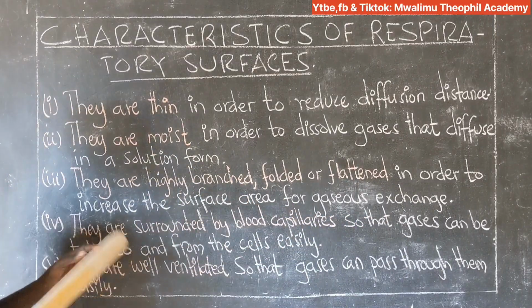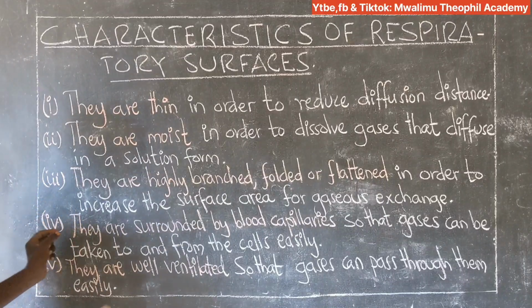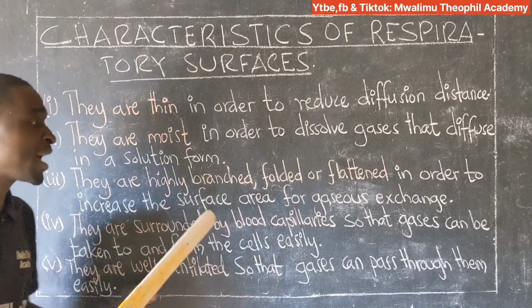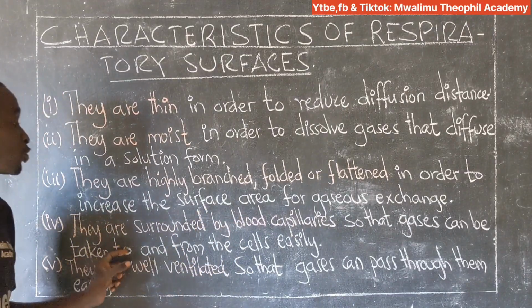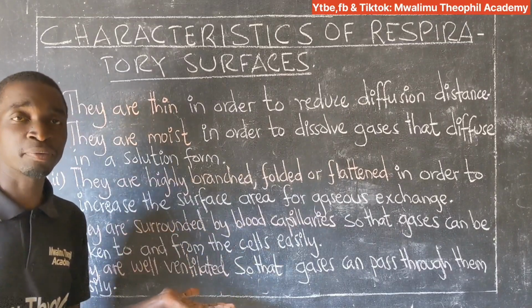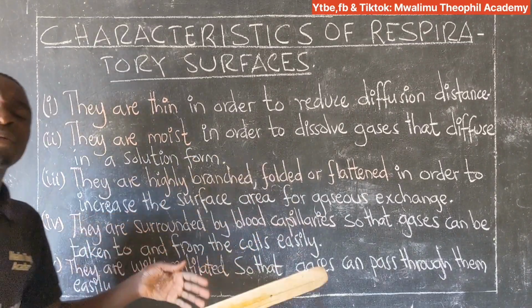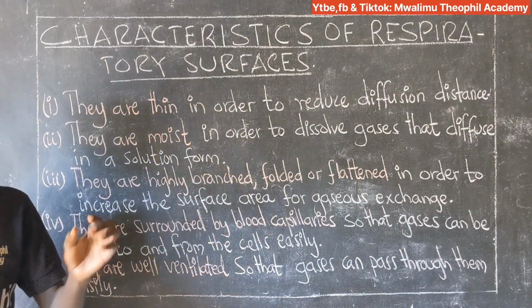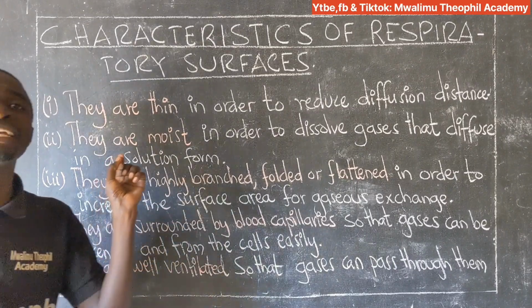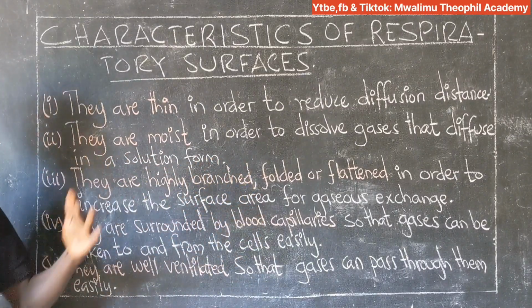Also, we have feature number four, that they are surrounded by blood capillaries so that gases can be taken to and from the cells easily. So, being surrounded by blood capillaries enables the gases to be taken in and from these surfaces easily.